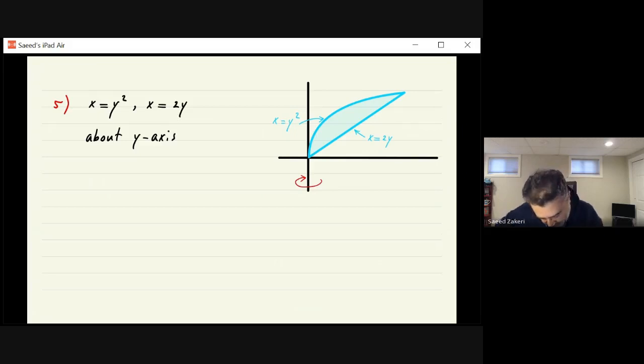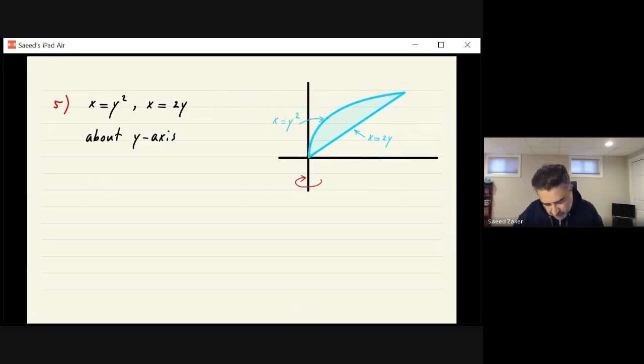This is what I have. The region is bounded between this curve, x equals y squared, and this curve, x equals y. So instead of the usual formula, y equals f of x, I have x equals f of y. X equals some function of y, and x equals some function of y for the other one. And instead of rotating around the x-axis, which has been the usual thing, I'm going to rotate around the y-axis. So I'm going to get something like this.